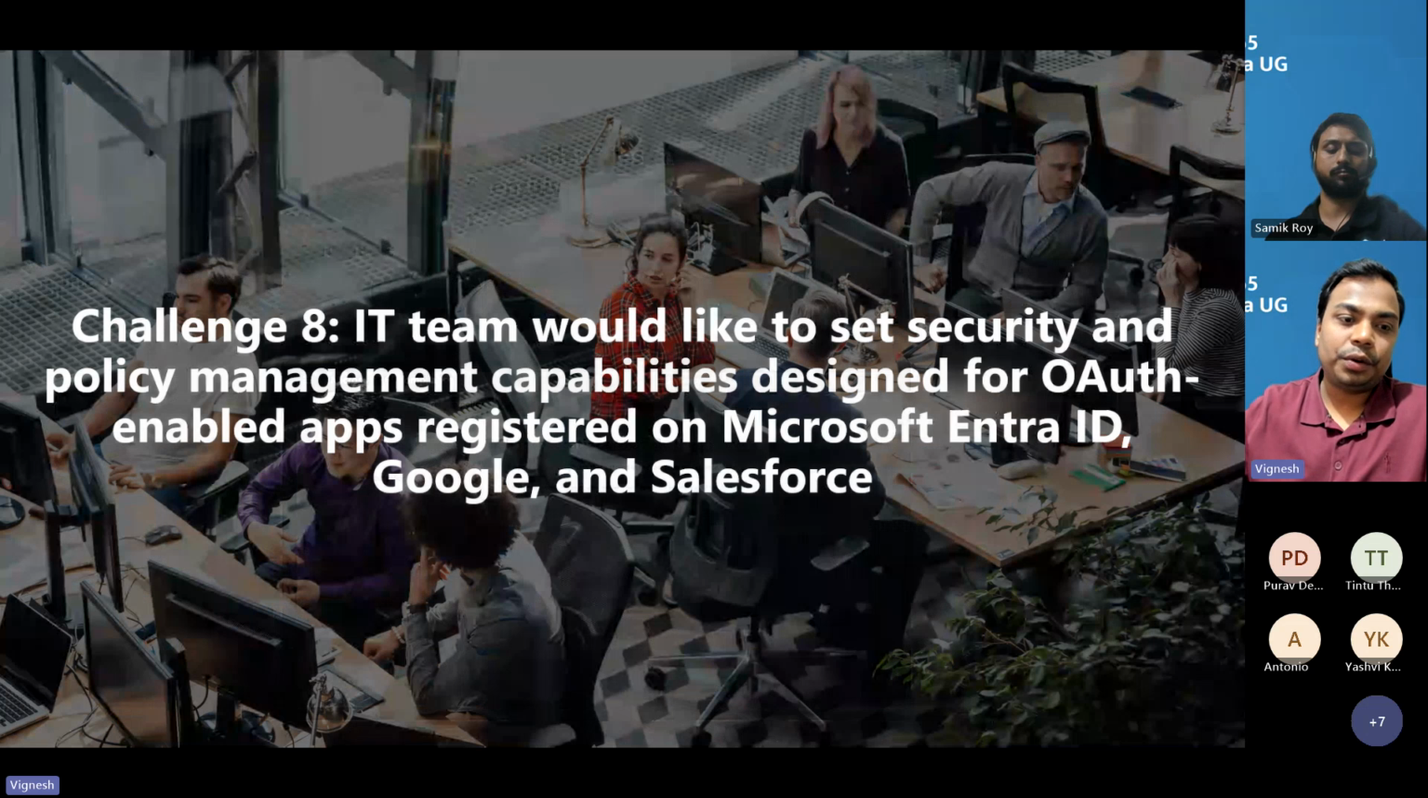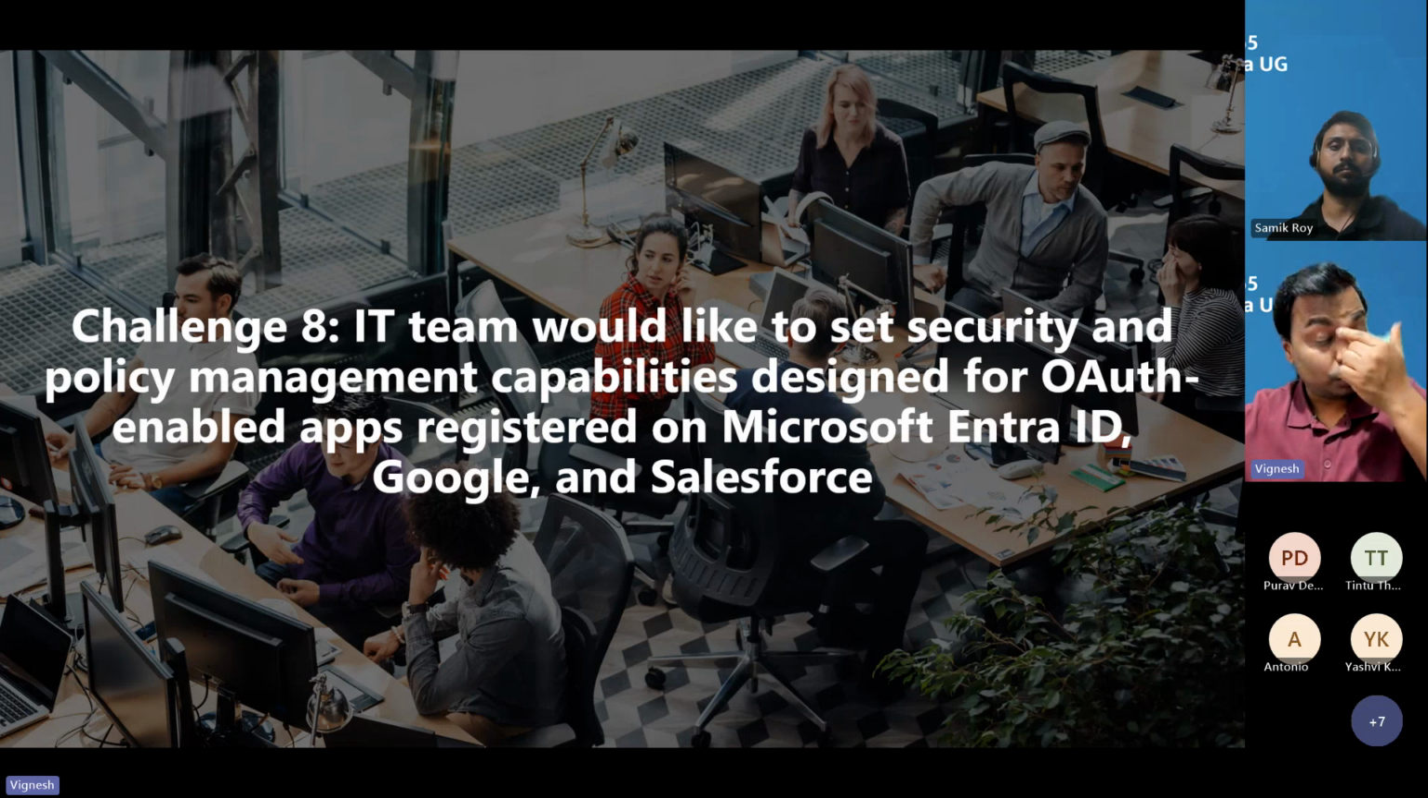Now, for the final thing, what we want to talk about is the final challenge. The IT team would like to set security and policy management capabilities designed for OAuth enabled apps registered on Microsoft Entra ID, Google, and Salesforce. Now, OAuth is quite an interesting technology, right? Most of the time, you think of it as open authentication. It's not open authentication because there's no authentication involved here. It's open authorization, right?